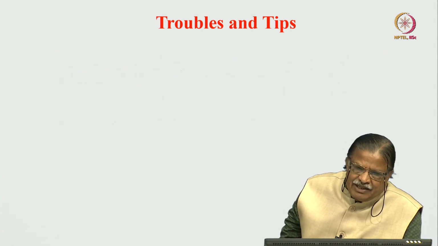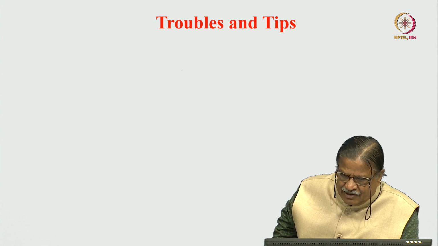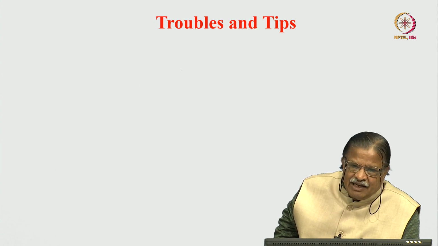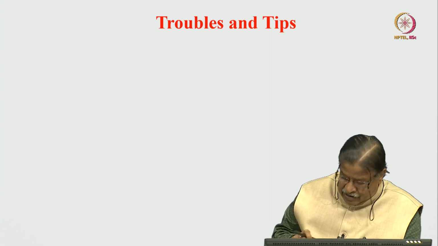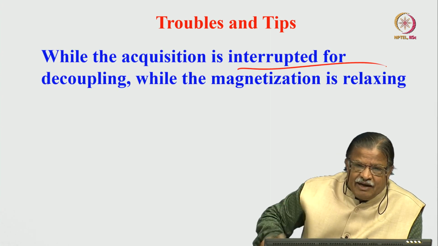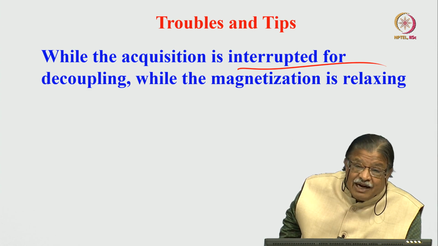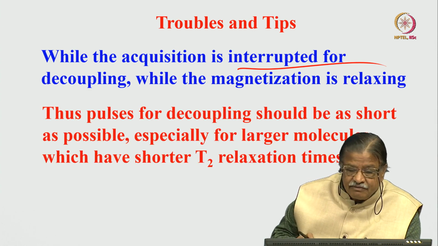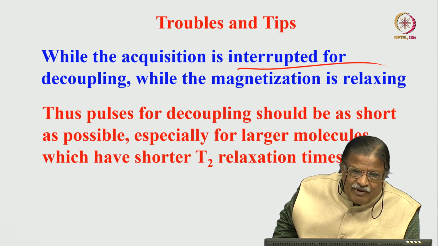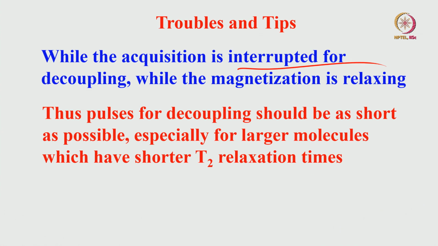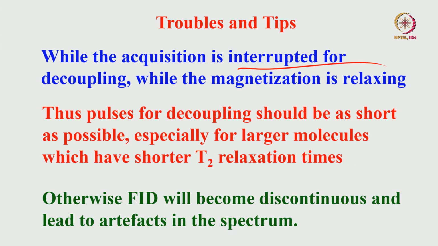Of course, there are certain troubles in this type of experiment. When you do this J resolved pure shift experiment, it is not easy, especially with this type of direct detection experiment. While acquiring and interrupting the FID for decoupling due to J refocusing, at the same time magnetization is also relaxing, which gives rise to artifacts. Pulses should be very short, because for large molecules with shorter T2 relaxation times, the signal would have relaxed. All these things have to be taken into account, and there will still be some artifacts in the spectrum. Many times unavoidable artifacts will be there, some can be avoided.